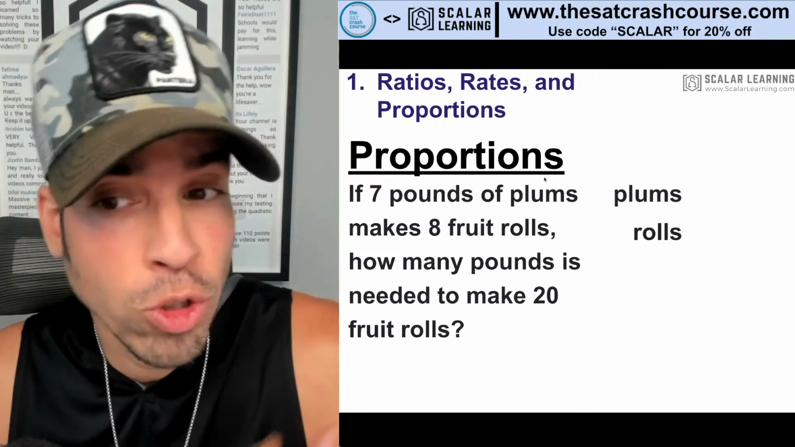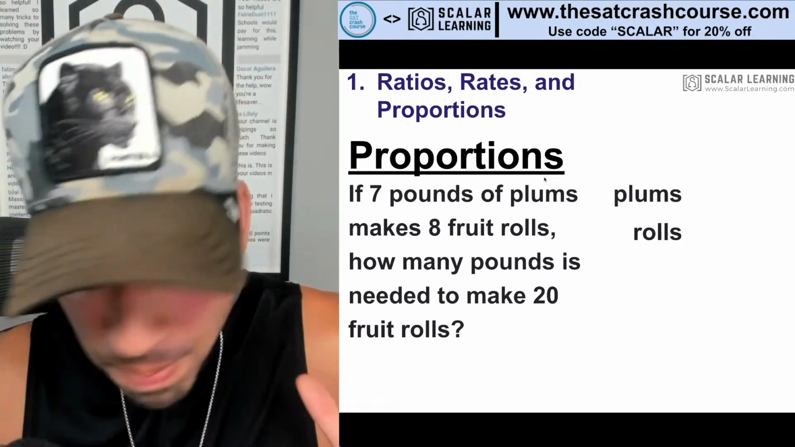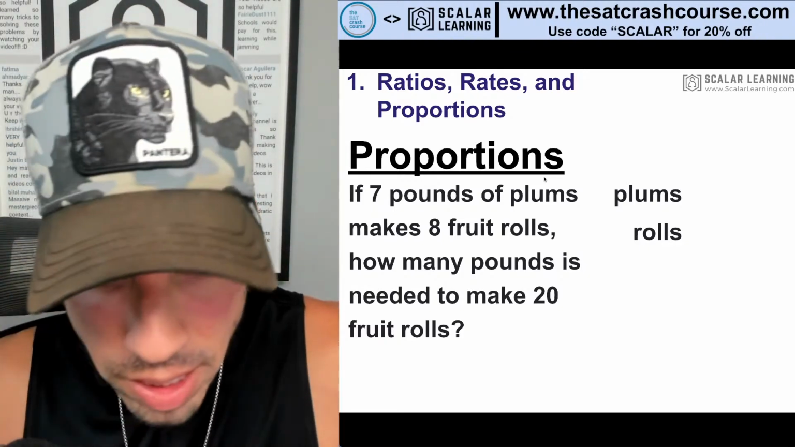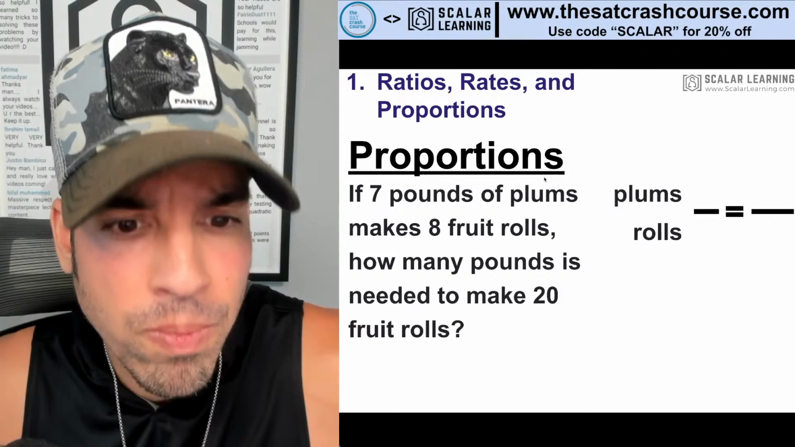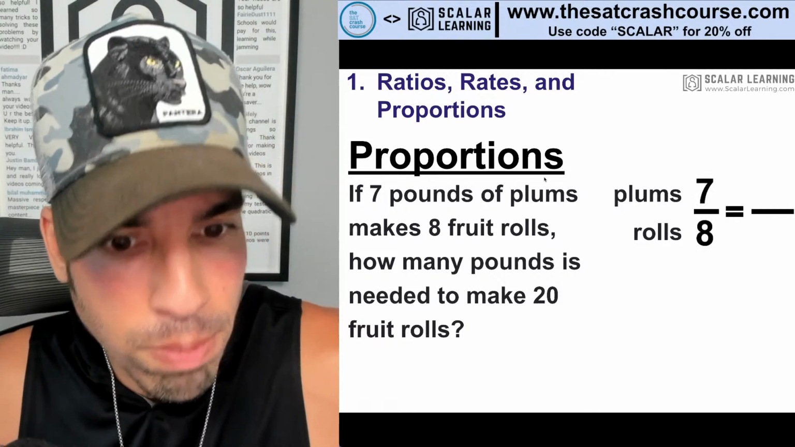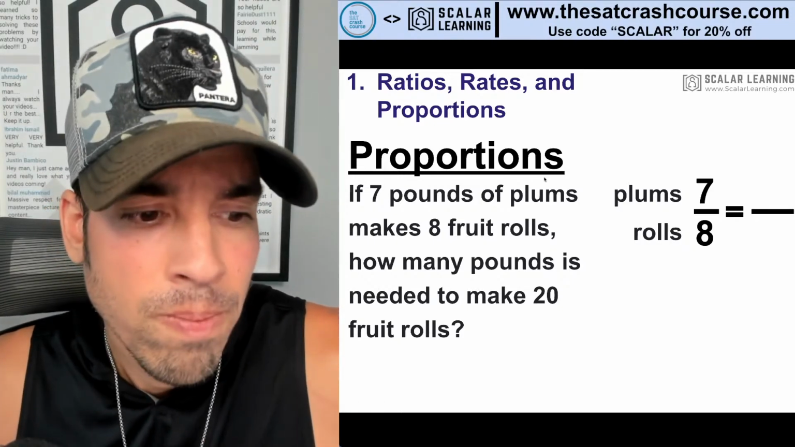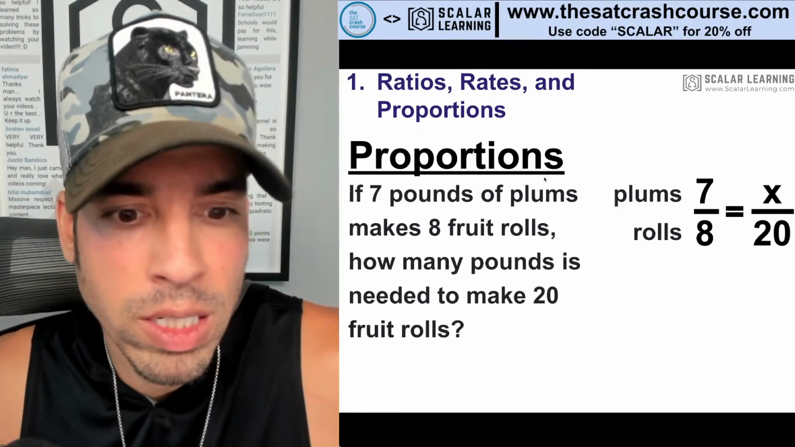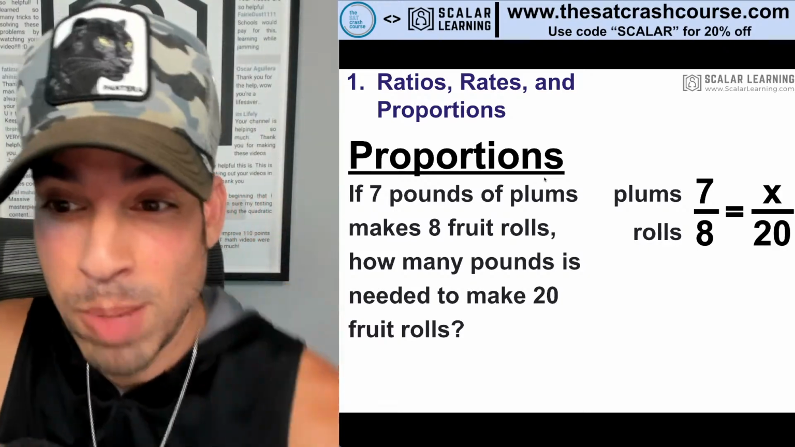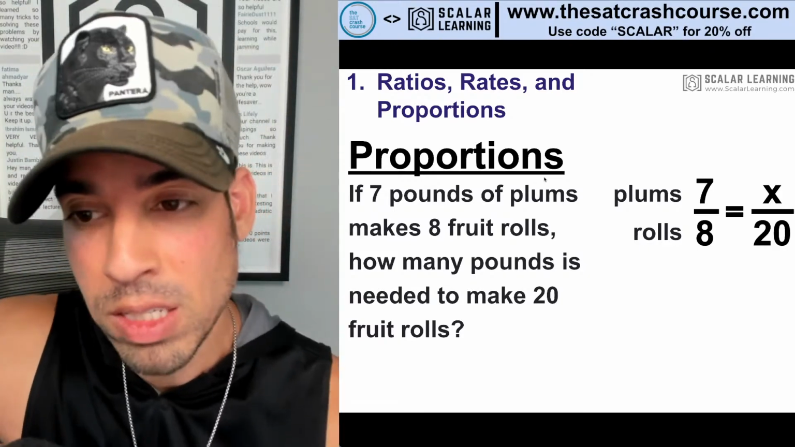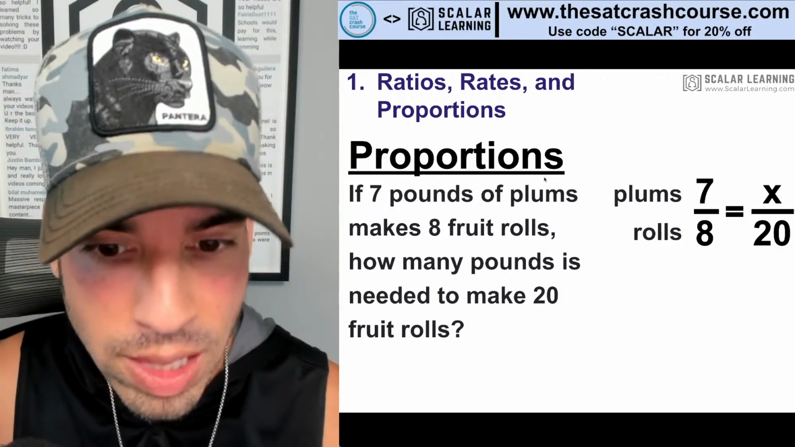So the top, and it's arbitrary, I could put rolls on top, plums on the bottom, but we're choosing something and we're sticking with it. So plums on top, rolls on the bottom. We know we have 7 pounds of plums to make 8 fruit rolls. And then the question is, how many pounds do we need to get 20? So you see the placement is based on the labeling. Now I don't have to think about whether to place it in the numerator or the denominator. It's already done for me with the labeling.